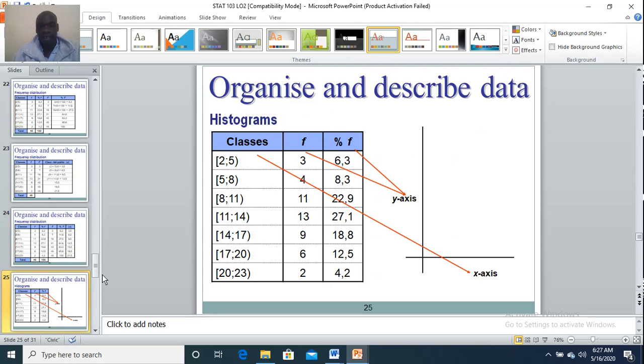Now we want to draw. So we put these values for the classes at the bottom. Always the frequencies, they go to the y-axis. Either the percentage frequency or frequencies, they go to the y-axis. If we are plotting, always frequency vertical, then the class values horizontal, always.